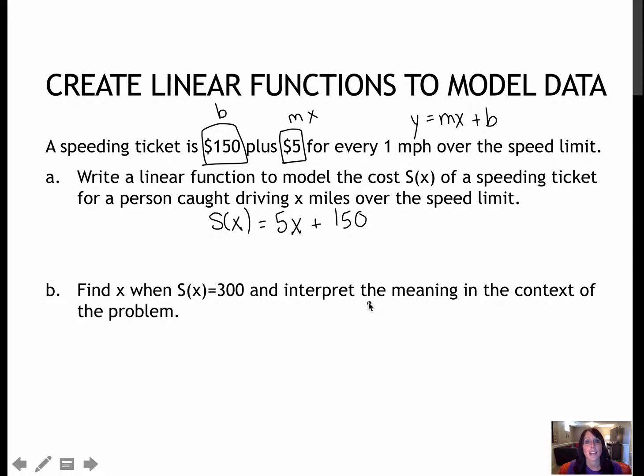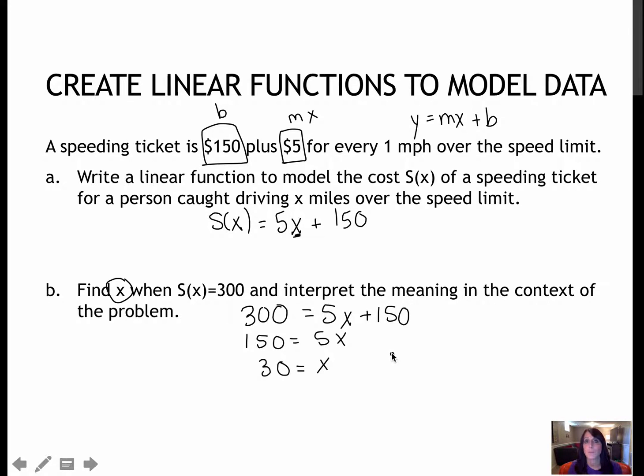When we're using that to solve a problem, it's important to understand the value that they give you. Are they replacing s of x with that value, or are you replacing x with that value? So in this case, it says find x, which means I'm not plugging it in for x, I'm solving for x, when s of x equals 300. So I'm replacing s of x with 300 and rewriting the rest of my function. And now I'm just going to solve. So I'll subtract 150 from each side, and then I'll divide by 5 on each side, and I get 30 equals x.